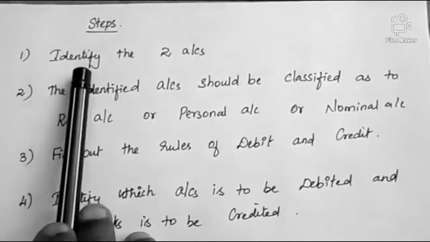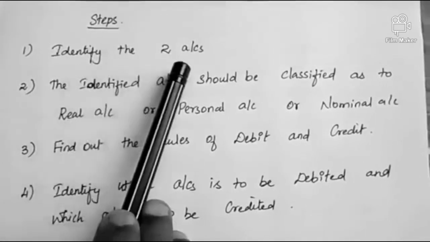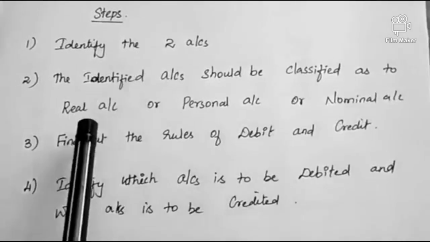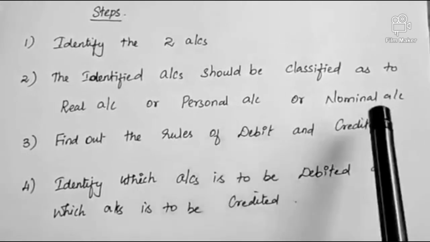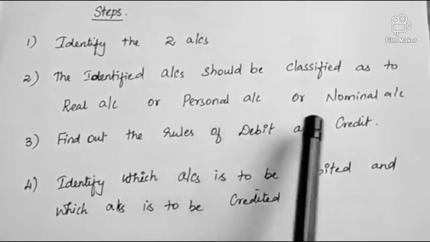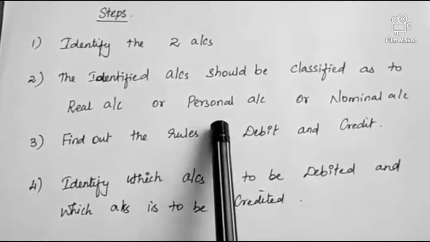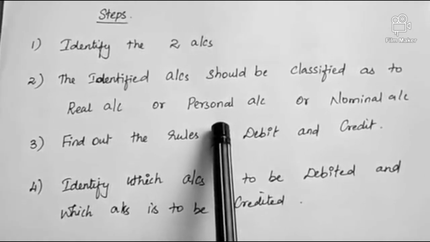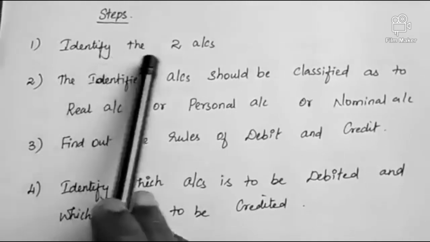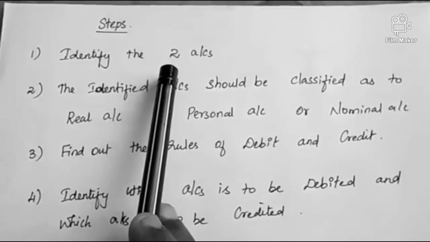First, you need to identify the two accounts which are involved in the particular transaction. And second, the identified accounts should be classified as real account, personal account or nominal account. Generally there are 3 types of accounts: real account, personal account and nominal account. For example, take salary paid. What is the entry for this transaction? Salary paid in cash. Two accounts are involved in this transaction, and you have identified them: one account is salary and the other account is cash.